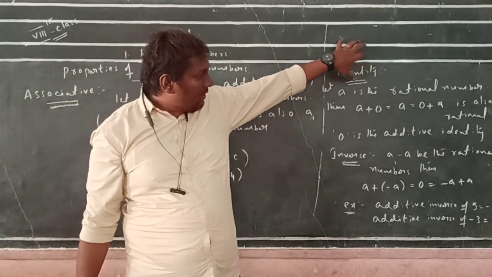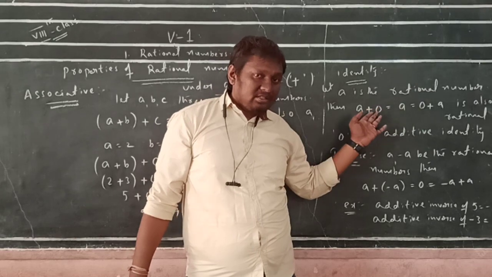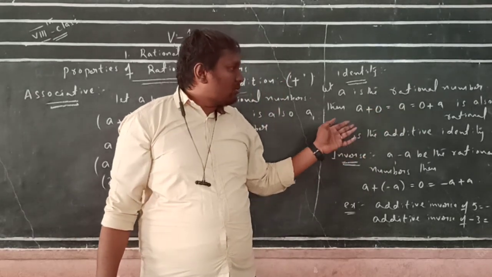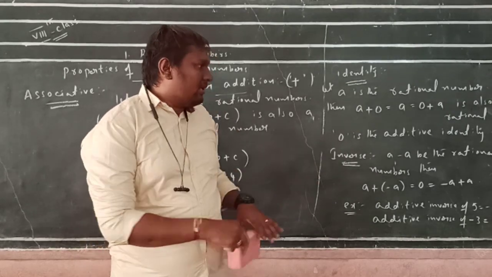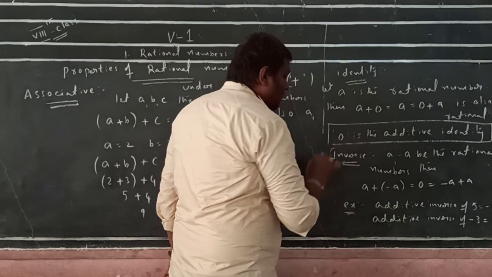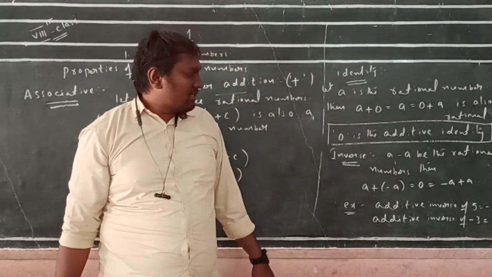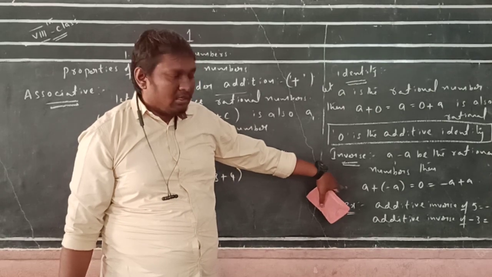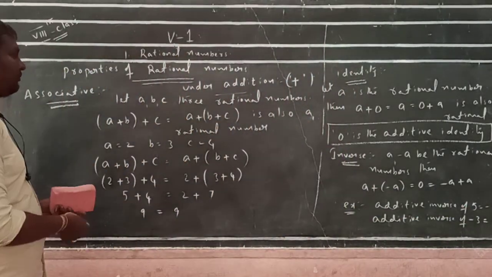And the identity: A is a rational number, you get the same answer. You can take 0, and then only you get the A value. And 0 is the additive identity. Here, for the inverse property, you take A and minus A as two rational numbers, and they satisfy this condition. Then take the opposite sign. Okay, next.